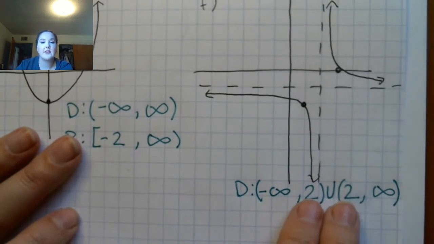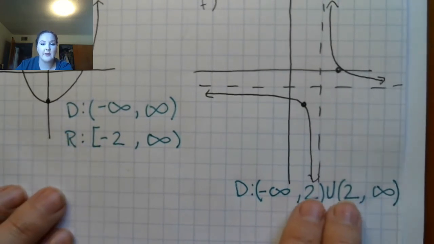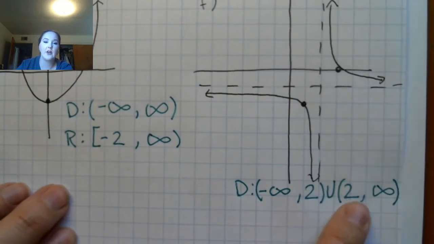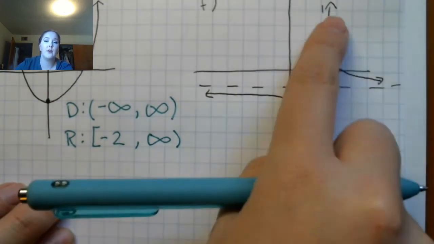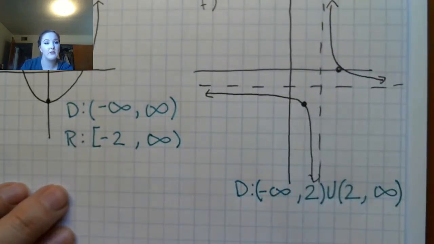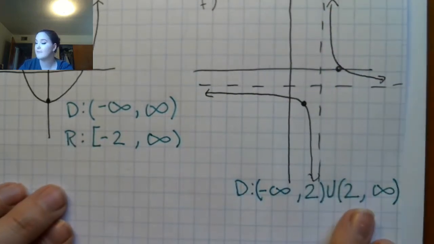So again, this is how you show that you're leaving something out. You stop at that number and use parentheses, and then you start at the same number and use parentheses, right? So this means all numbers except for 2. And that's what you can see. Everything, but not exactly 2, okay?